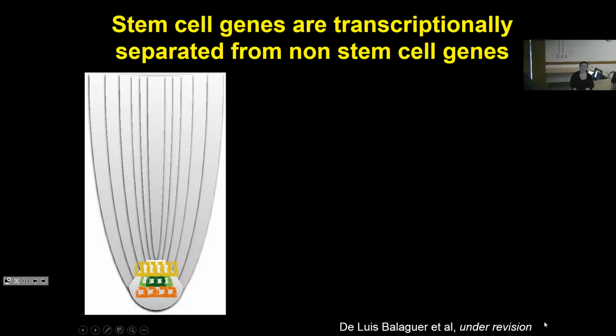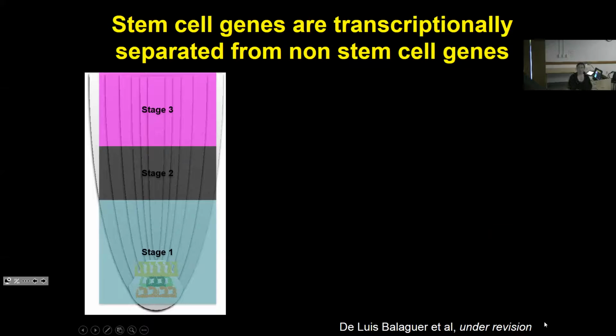We had to look at our stem cells and ask, are those stem cells transcriptionally set apart from non-stem cells? So we had transcriptomic data from, let's say, stage one, which contains all the stem cells and the transamplifying zone where cells divide very often. Then we have stage two that contains elongating cells, and stage three that contains differentiated cells.